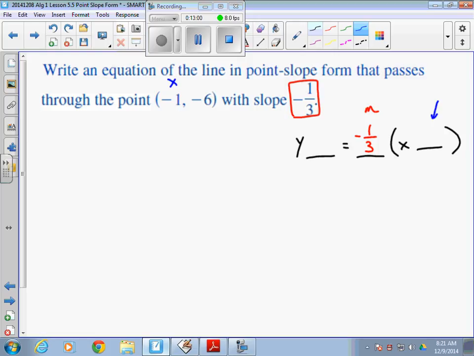It says -1. You're going to plug in +1. The other one is your y value, -6. Again, you're going to plug in the opposite of what that says. Right here next to the y, you're going to plug in +6. So that's point slope form. Y plus 6 equals -1/3 times x plus 1.